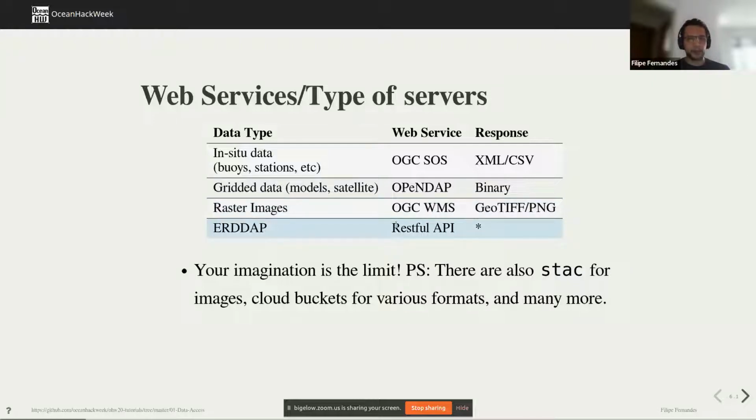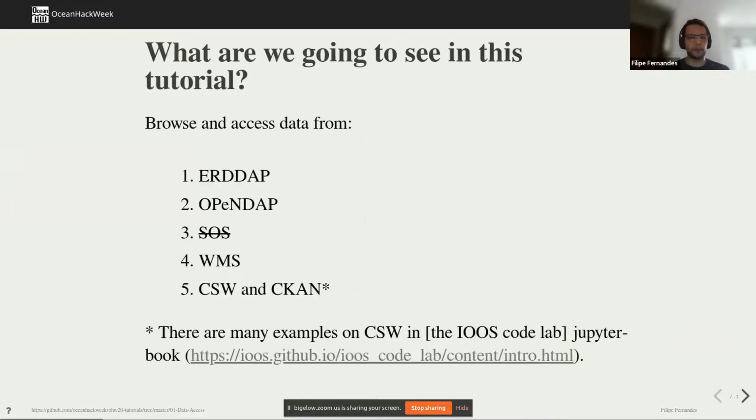And then we have ERDDAP, which is pretty much eating all of these and became probably the most common data service out there. It has a RESTful API. The responses, your imagination is the limit. You can have pretty much any response you can imagine, it's there. And this is what makes ERDDAP really flexible and useful. By the way, for raster images, there's also STAC, where you can find raster images. And not to forget, we have cloud buckets and various other formats and ways to put your data online.